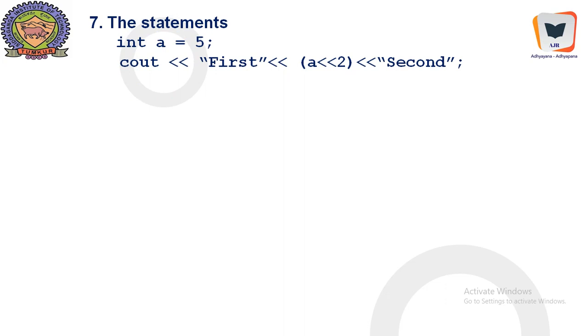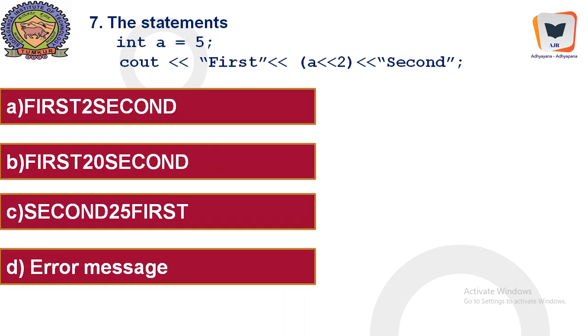The statements: integer a equal to 5, cout first, and next a left shift operator 2. Then second, which statement is the printout? The question is what exactly is printed by this cout statement. And the meaning of the left shift operator is just releasing 2 bits. The symbol double lesser than has a context sensitive meaning.